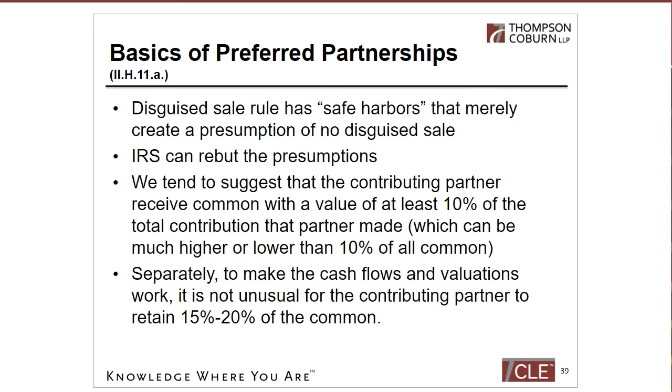So we tend to suggest that the contributing partner receive common with a value of at least 10% of the total contribution that the partner made. That doesn't mean that they get 10% of the common, because you have to look at what the other people put in. The other common interest may be putting in a lot and getting their common, or they might be putting in a little. So it all depends on what the other people put in as to what that 10% of equity looks like compared to the rest of the common. But the other point is that to make the cash flows and valuations work, it's not unusual for the contributing partner to retain 15 to 20% of the common. So just as a practical matter.